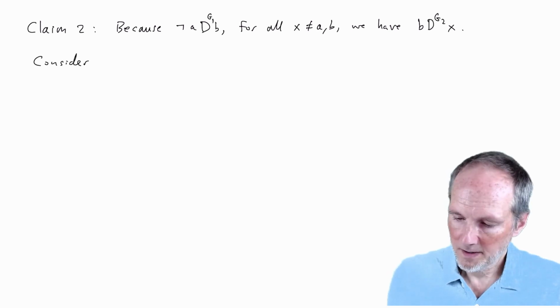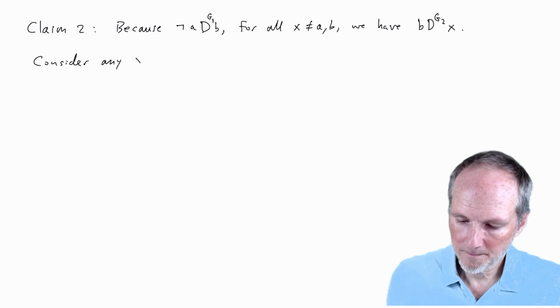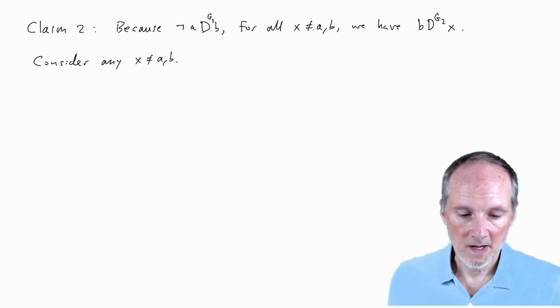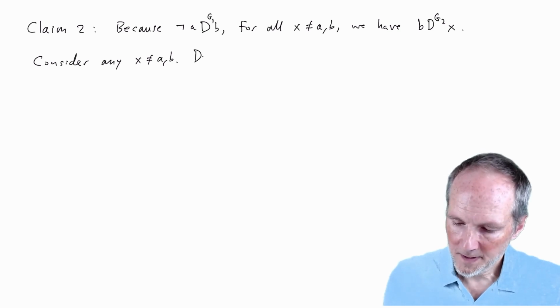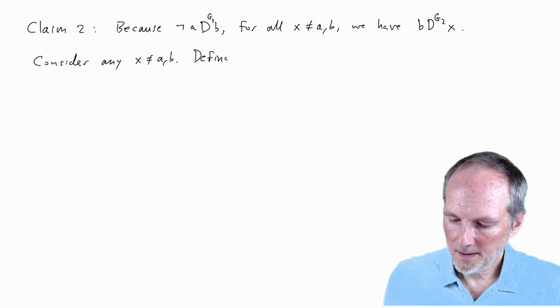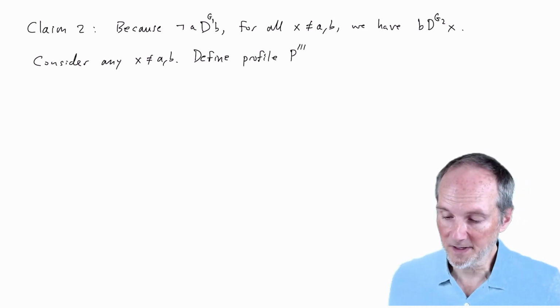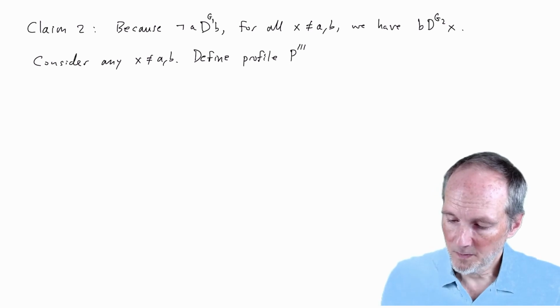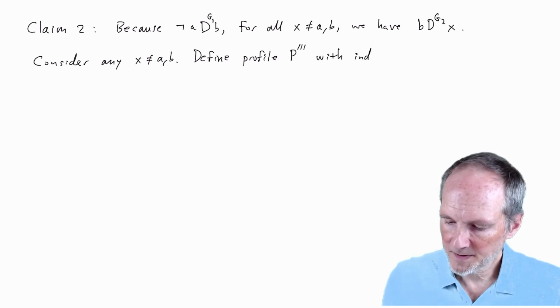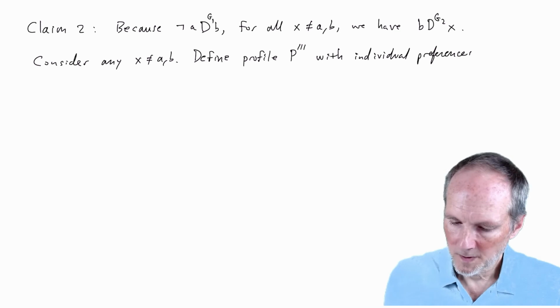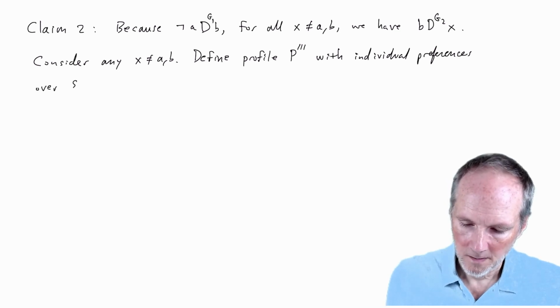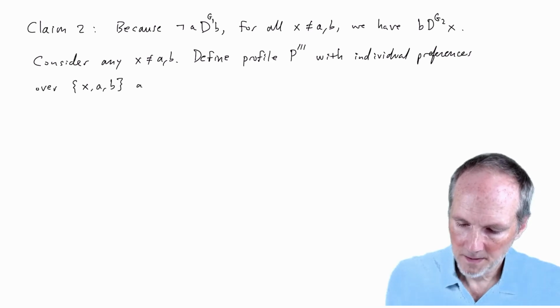let's just consider any third alternative, any X not equal to A and B, and we're going to define a preference profile P, and I've already used a double prime, so this is going to have 3 primes on it, with individual preferences over X, A, and B as follows.